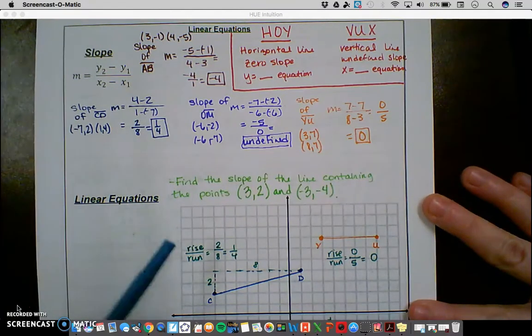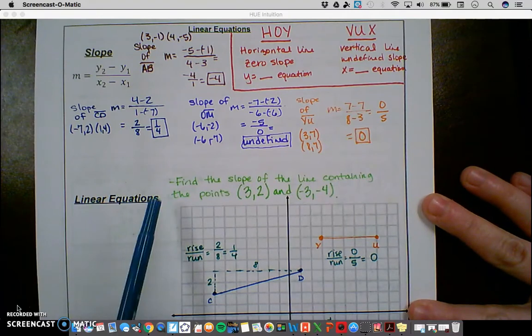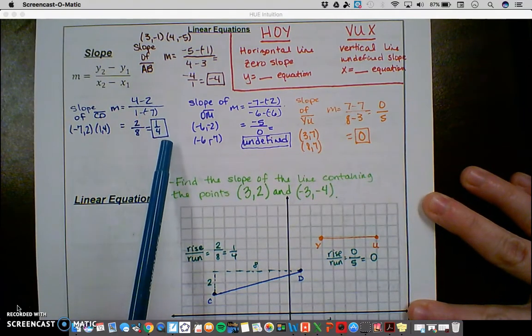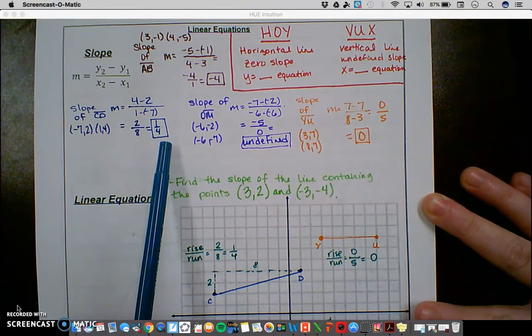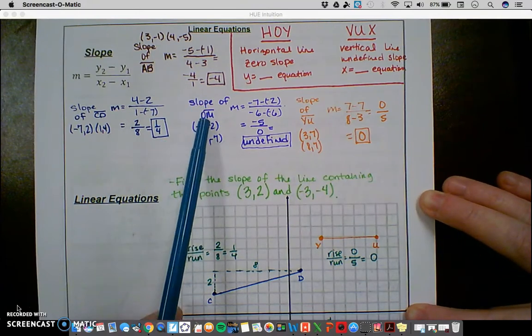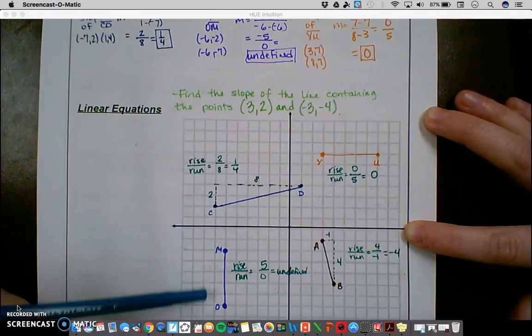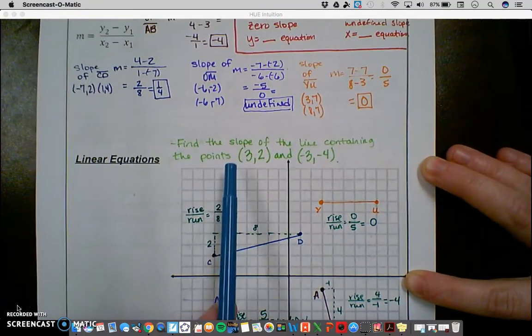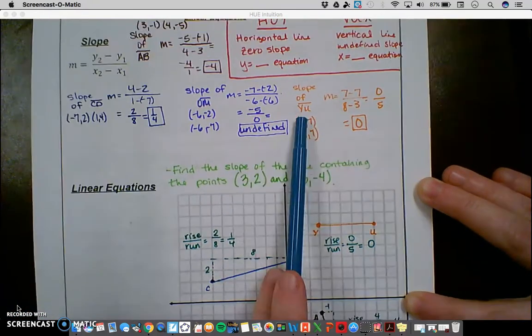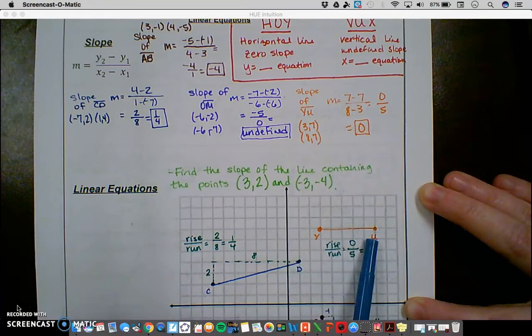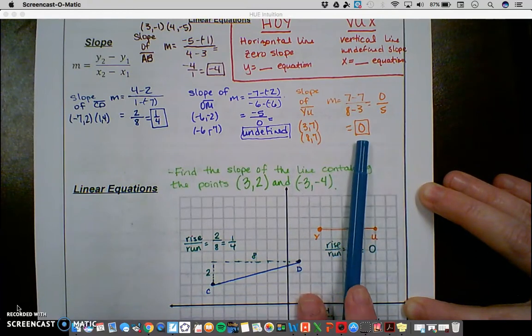The slope of CD, this line here, using that slope formula, I get the slope of +1/4. The slope of OM, which is this vertical line here, we get an undefined slope. And the slope of YU, this horizontal line, we get a slope of 0.